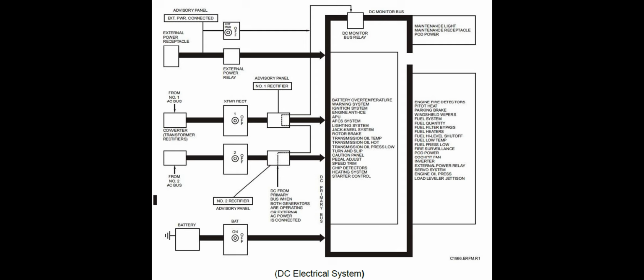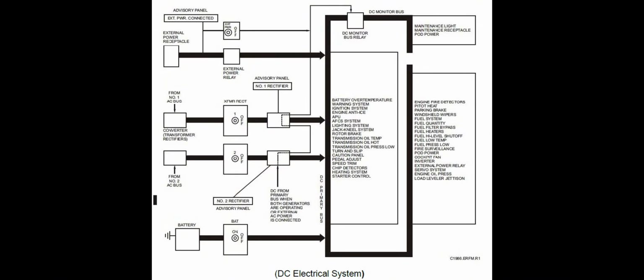Converter switches. The converter switches, marked X-former rect, are located on the center console. Each switch has two positions: off and number 1 for the number 1 switch, and off and number 2 for the number 2 switch. The number 1 or number 2 position is the same as on. When either or both switches are placed to the on position, DC power is connected through the reverse cutout relay to the primary and monitor buses.